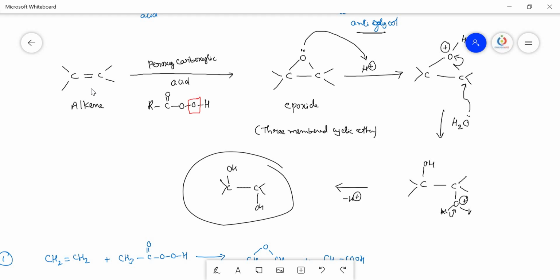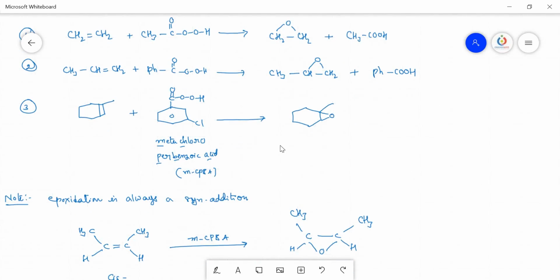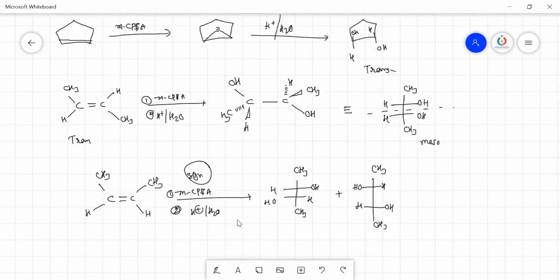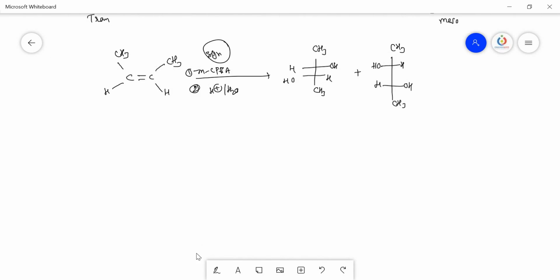So if the alkene is a cis, and the last step, anyhow it is a trans addition, trans attack, means it is actually SN2 reaction. So SN2 attack means opposite side. So what happens here, you will get the enantiomers. So last step we need to consider for the product formation. So these two are enantiomers.